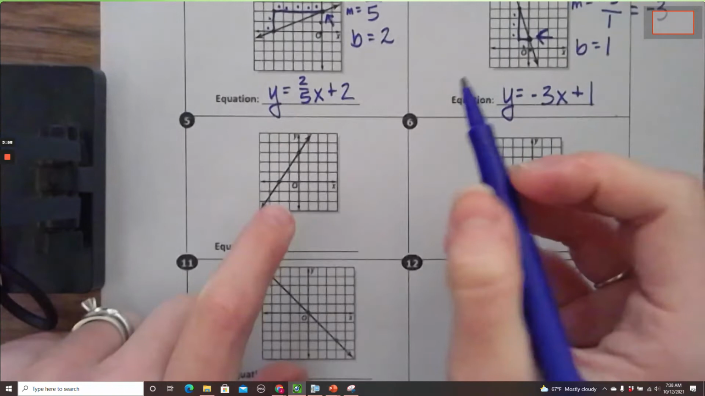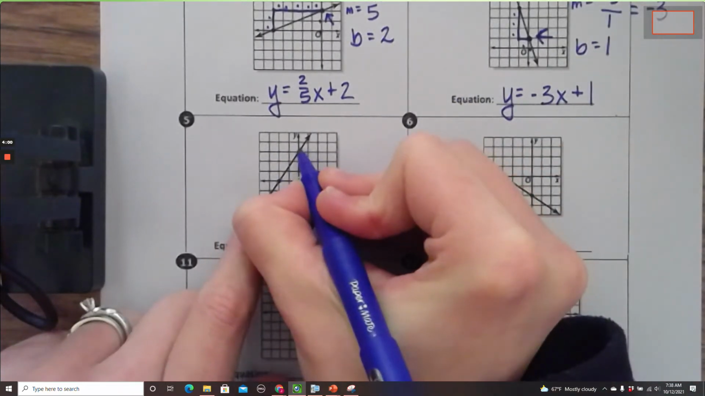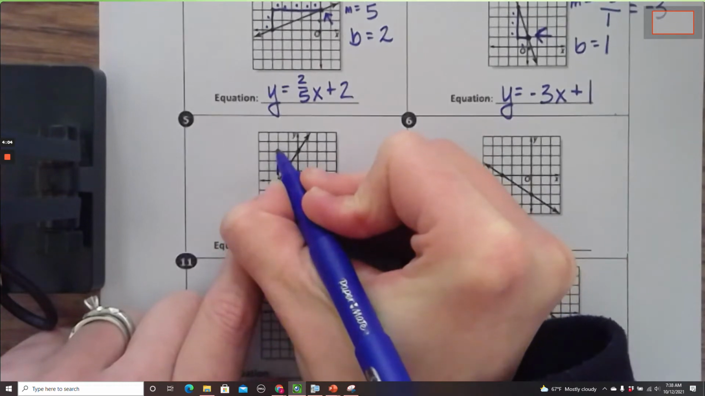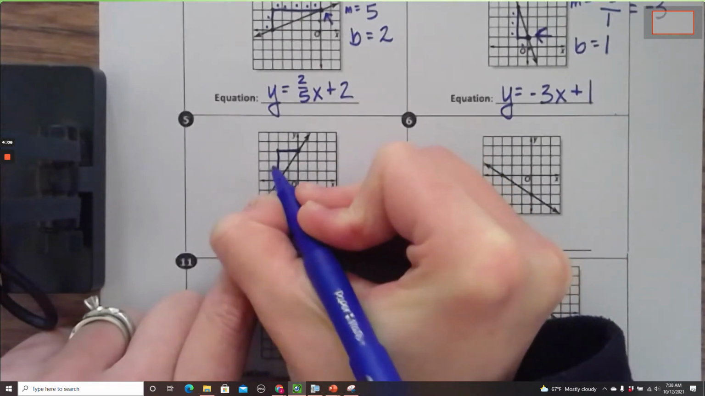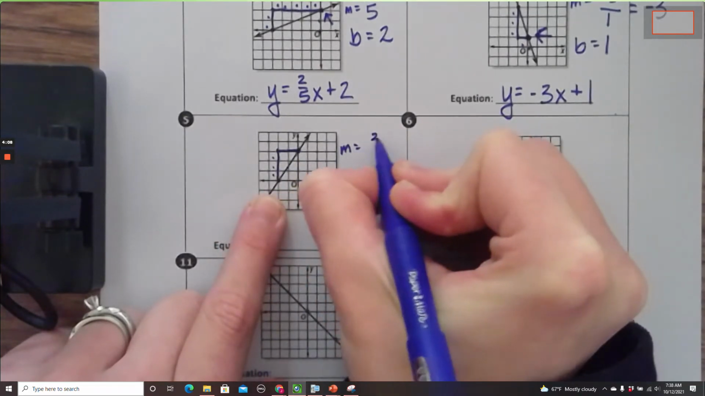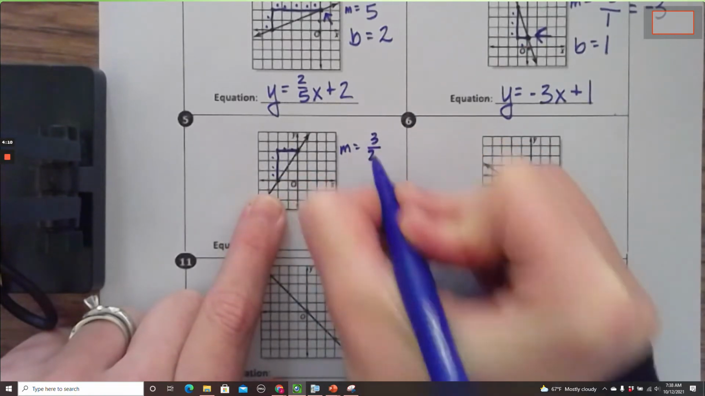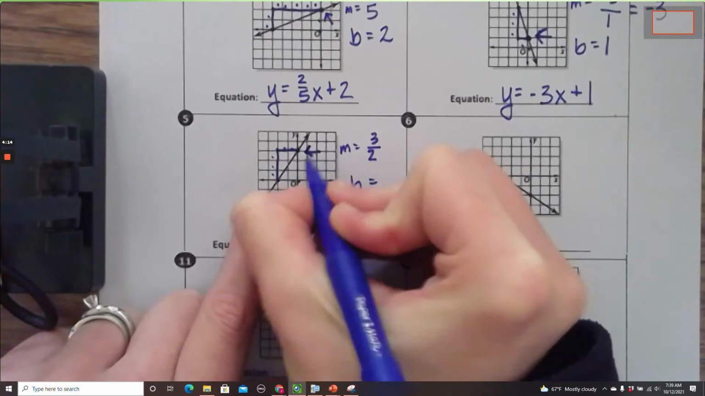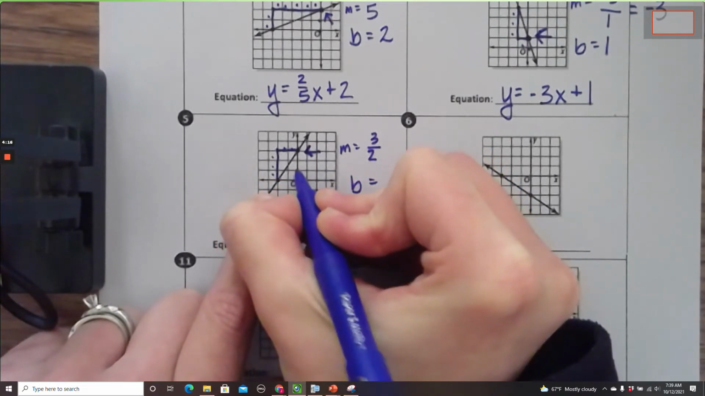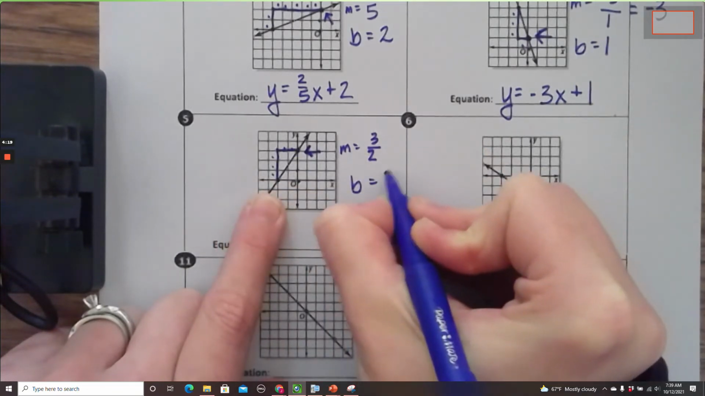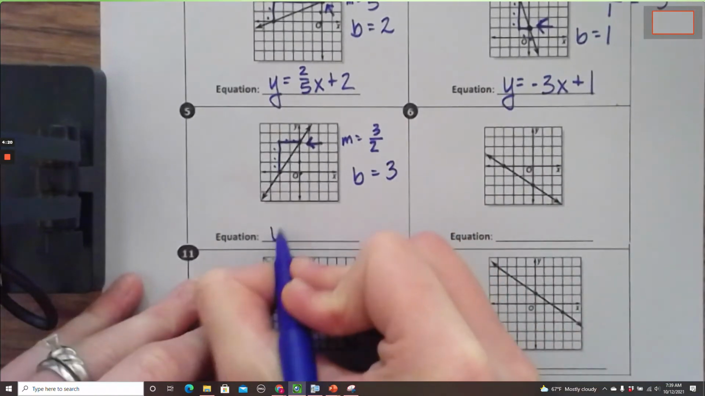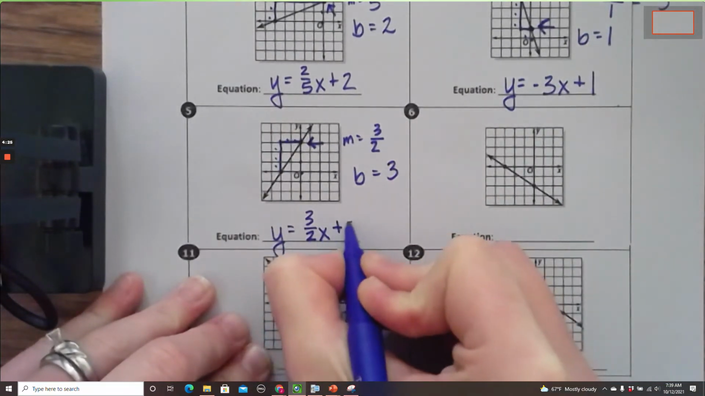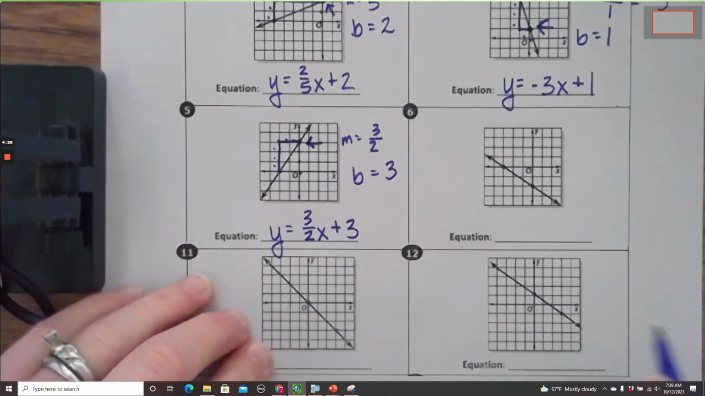All right, on number 5, here are my nice 2 pretty points. So from left to right, I'm going to go up and then over. So I went up 3, over 2, and then my y-intercept, start at the origin. So here's my y-intercept point. I'm going to go up 1, 2, 3, and that's my y-intercept. So y equals 3 over 2x plus 3.